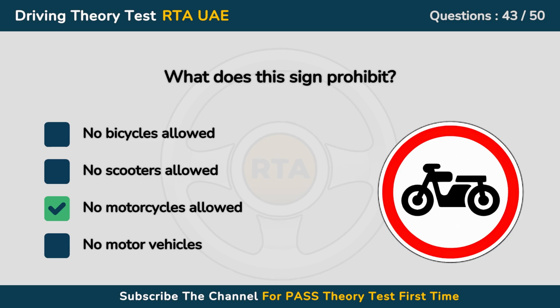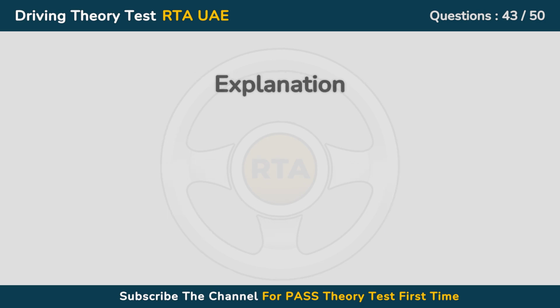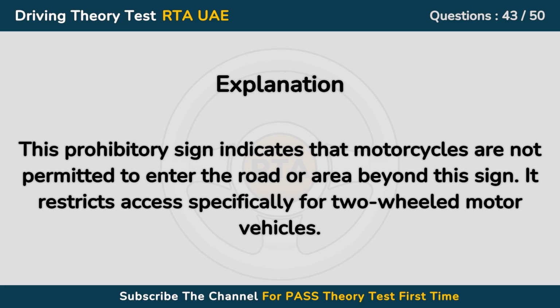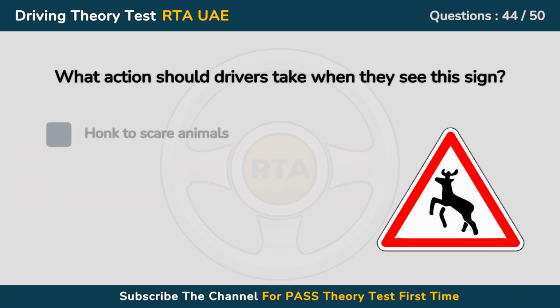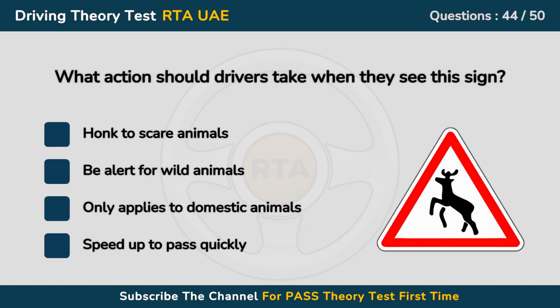Answers is C. No motorcycles allowed. This prohibitory sign indicates that motorcycles are not permitted to enter the road or area beyond the sign. It restricts access specifically for motor vehicles. Question 44. What action should drivers take when they see this sign?